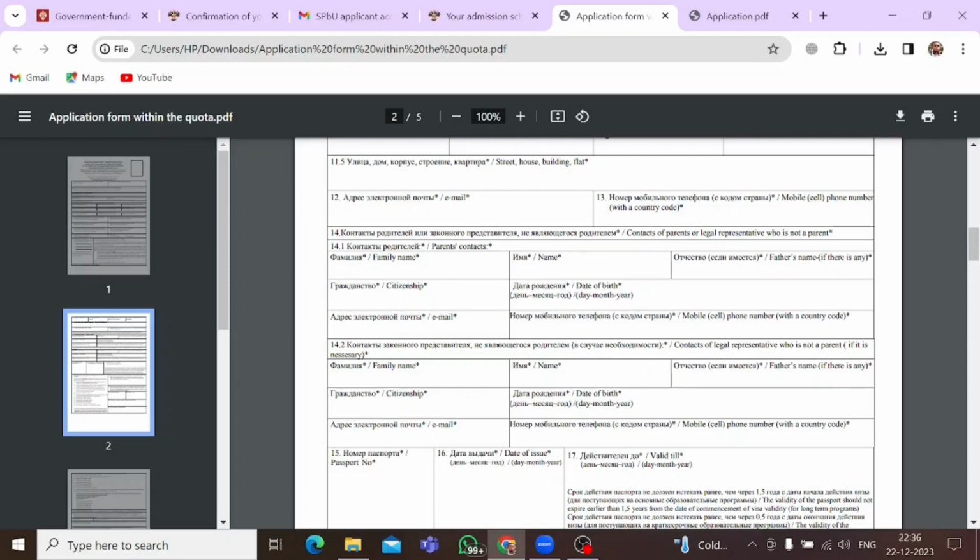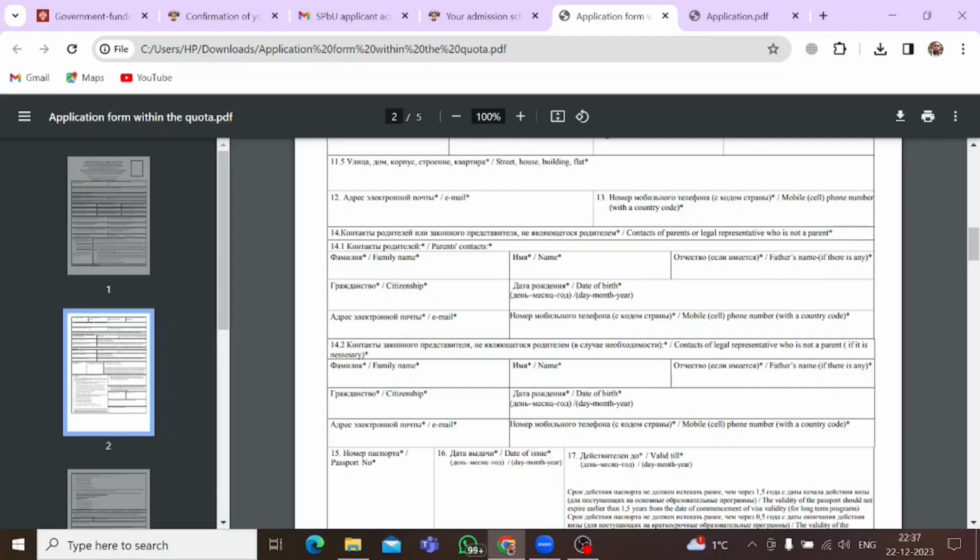Write the name, the family name, and the name. This place again, as I told you, Russians have a father's name. This is not important for foreign citizens. Leave this place empty. If it's your dad or your mom, write his or her citizenship here. Date of birth, fill it in here. Email here, the person's mobile number with country code, write it in here.